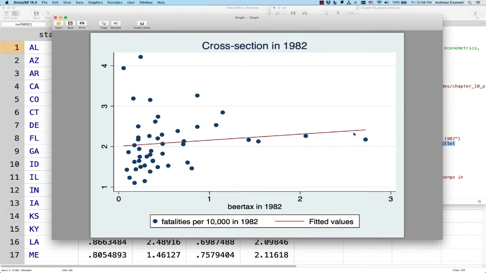What do I mean by positive relationship? Well, this red line here is from a simple regression, so the slope here basically gives a correlation. So that this line is upward sloping means that there's a positive correlation between beer tax and fatality rate. So states that have an above average beer tax also tend to have an above average fatality rate. That's what it means. We understand that correlation does not imply causation. At least that's one of the more important messages that I want you to take away from this course.